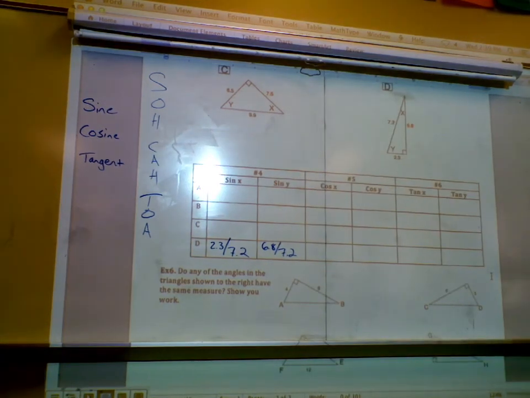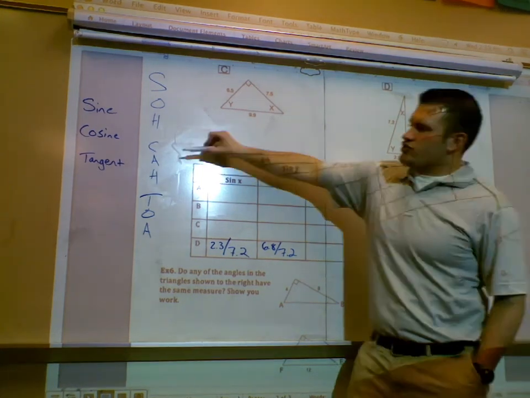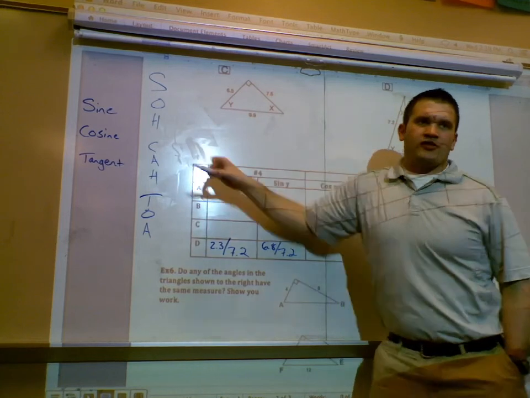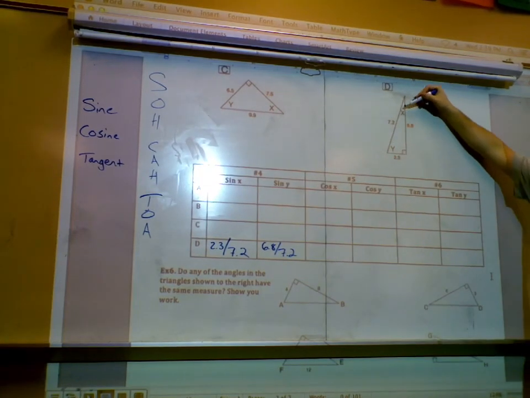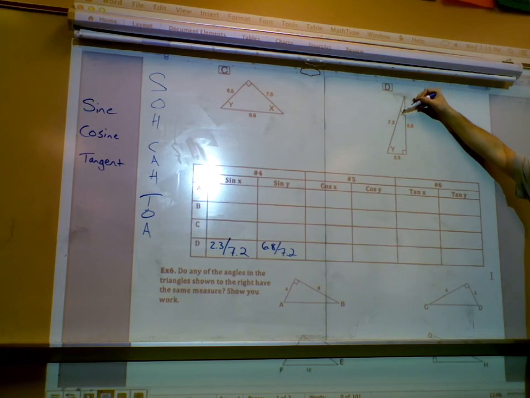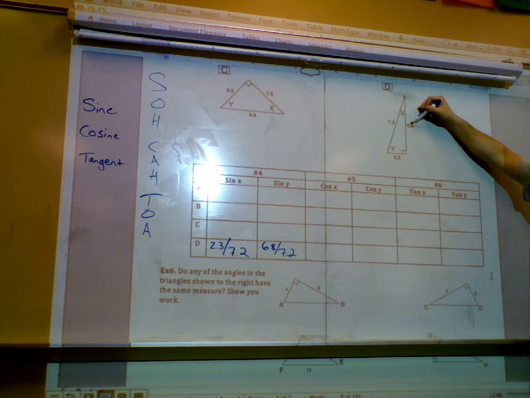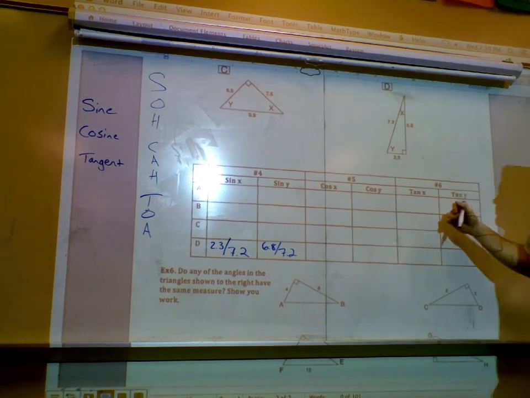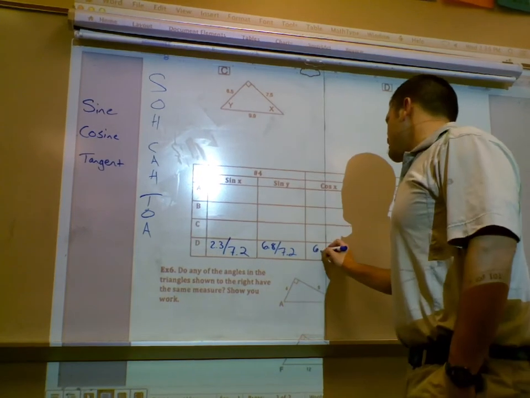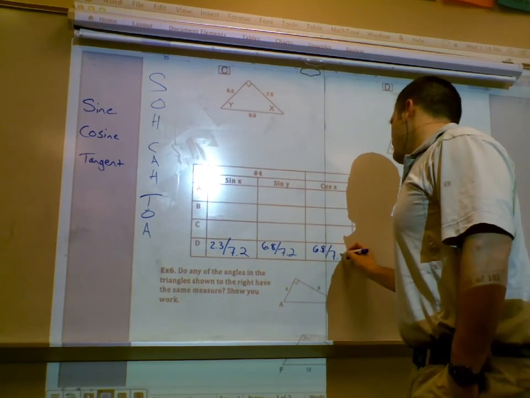Alright. Cosine. Cosine is adjacent over hypotenuse, right? So, here's X, right? What's adjacent to X? 6.8, right? What's the hypotenuse? 7.2. So cosine is 6.8 divided by 7.2.